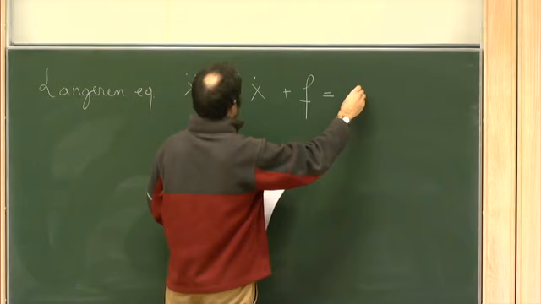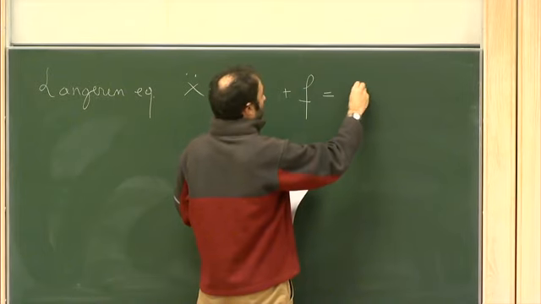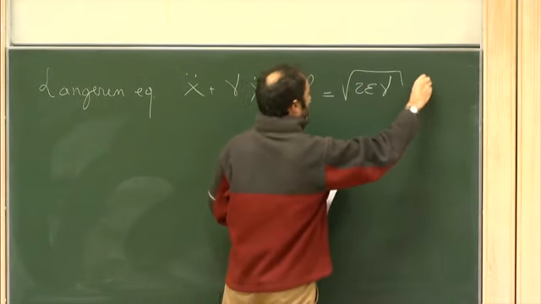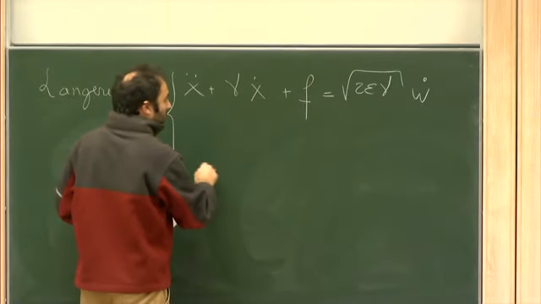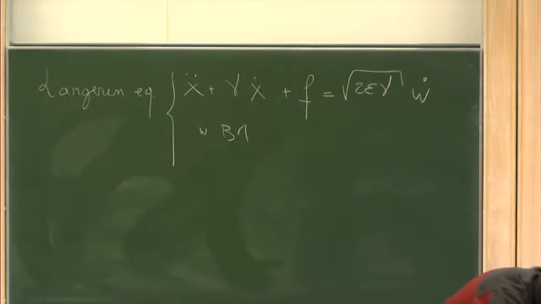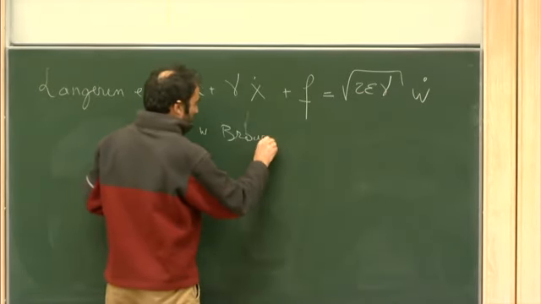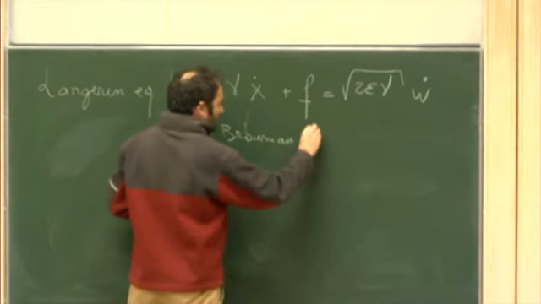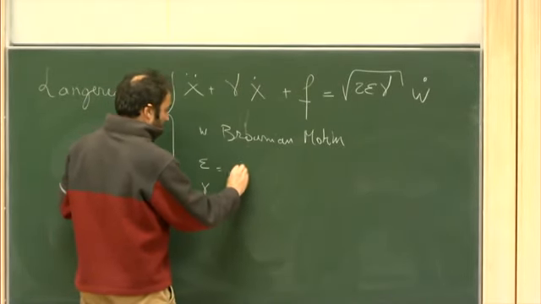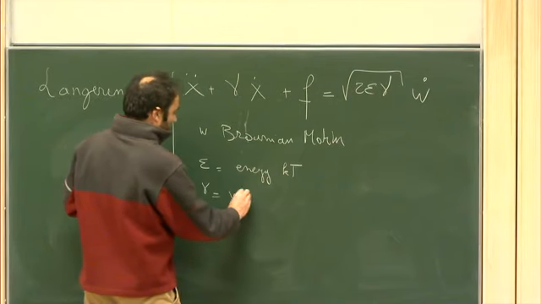And then we said that there was a coefficient, which is the square root of 2 epsilon gamma, times w dot, where w is Brownian motion, continuous time Brownian motion. Epsilon and gamma are constants. In physics, epsilon is usually called the energy, in kT for example, and gamma was the viscosity.